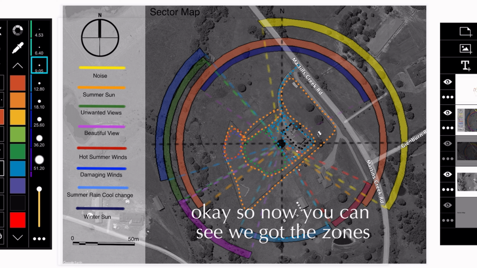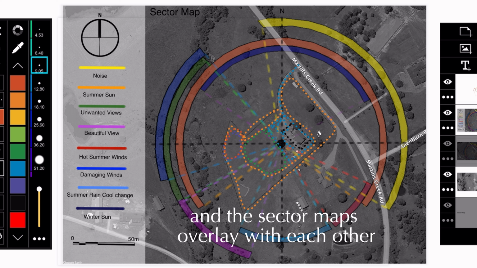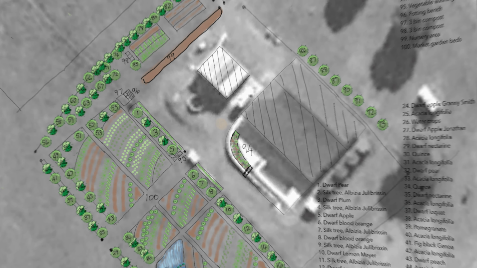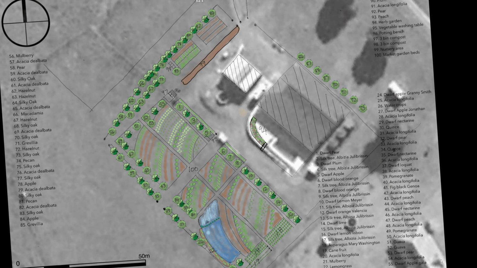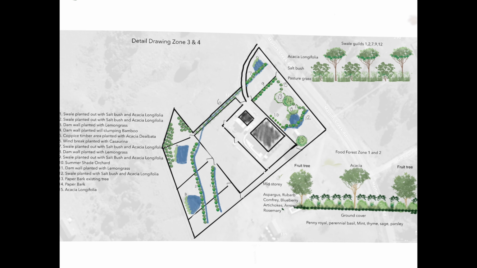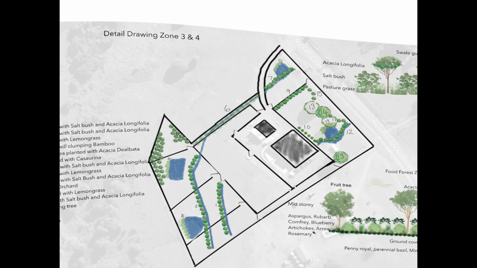Okay, so now you can see we've got the zones and the sector maps overlaid with each other. And we start to see the opportunities of what we can put in place. That's all for this video, but in the next series of videos, I'll go through the final design, things that we implemented, things that worked, things that didn't. We'll go through the whole range of things.